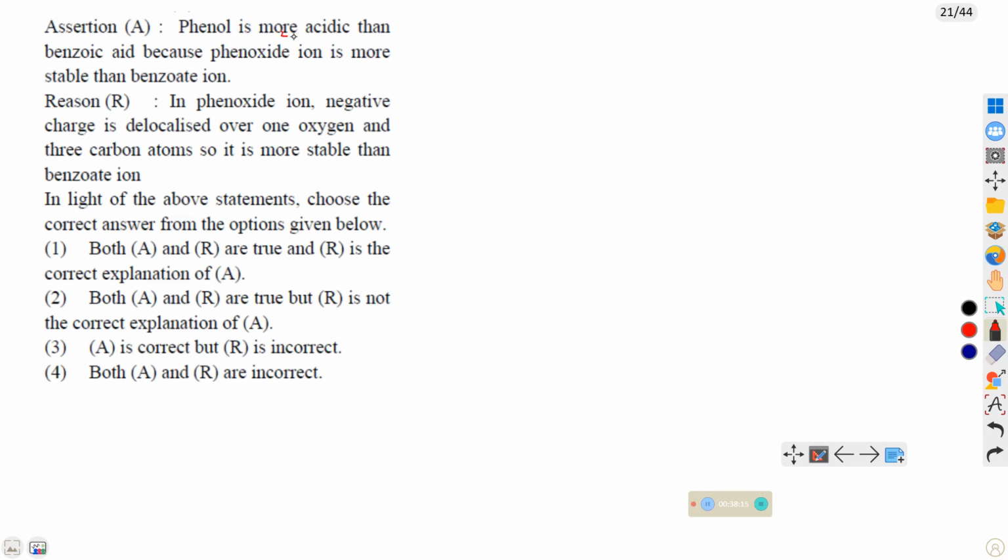Phenol is more acidic than benzoic acid. No doubt, wrong. This is wrong. Why? Carboxylic acids are more acidic than phenol. In the phenoxide ion, the negative charge is delocalized over 1 oxygen and 3 carbon atoms, so it is more stable than the benzoate ion. Wrong, this is also wrong. Both A and R are incorrect.